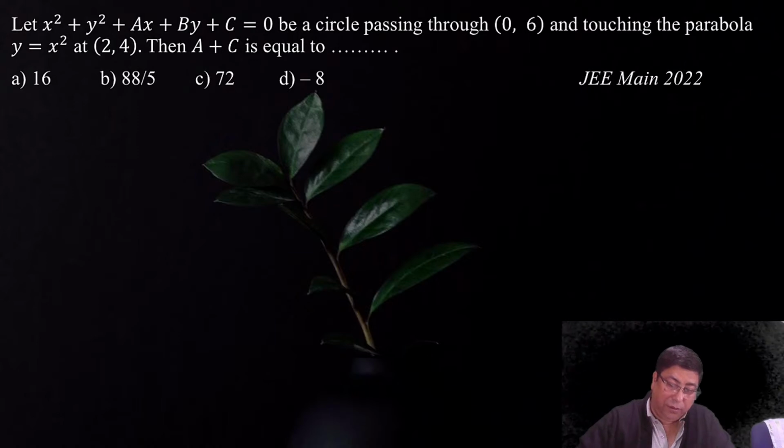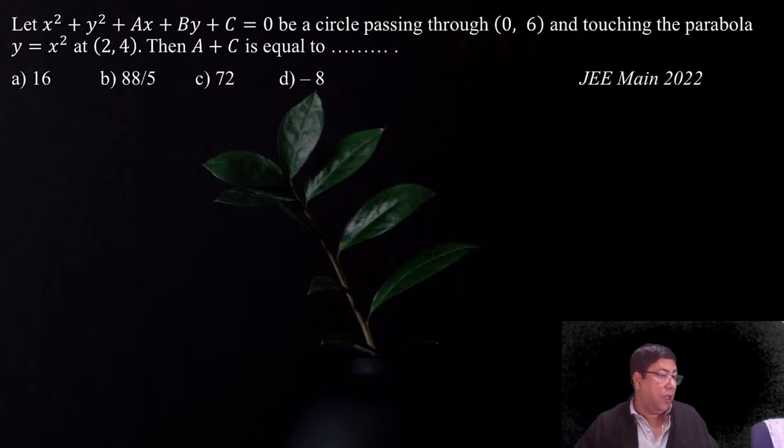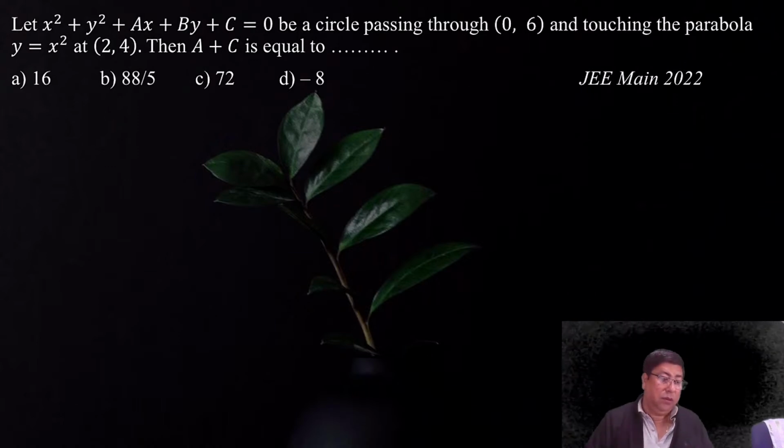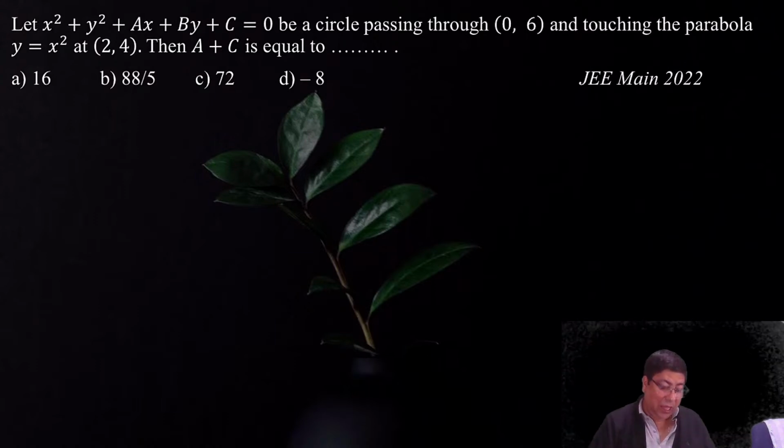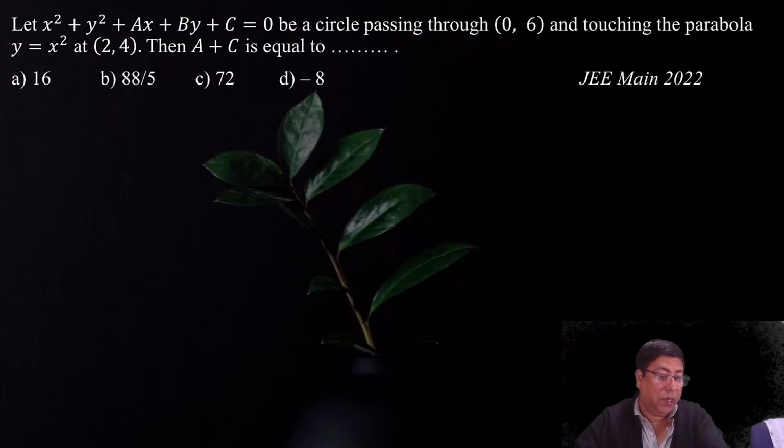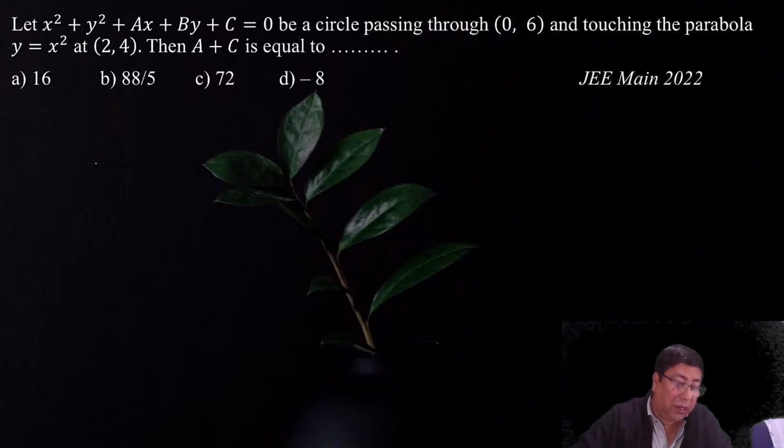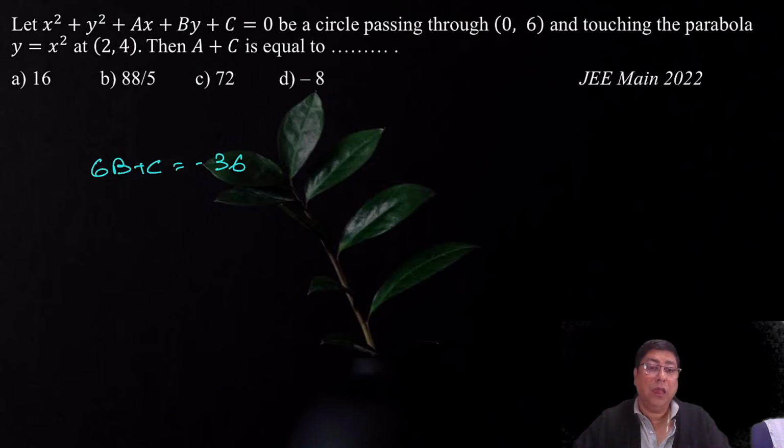We are saying that x square plus y square plus ax plus by plus c equal to 0 passes through the point 0, 6. So it will satisfy the equation; let us put 0, 6. So this is passing through 0, 6, so 6b plus c. And remember one thing, we have to solve the sum in the easiest possible method.